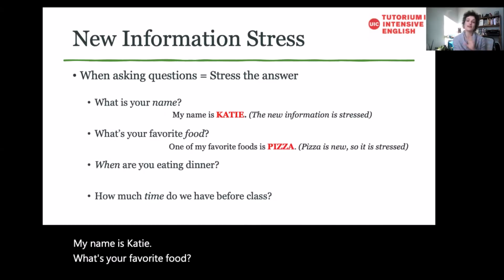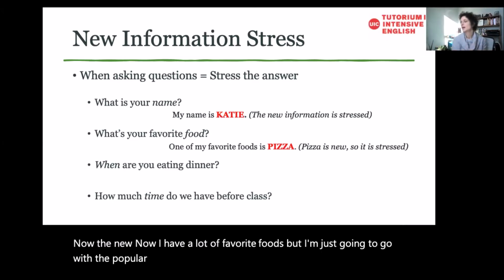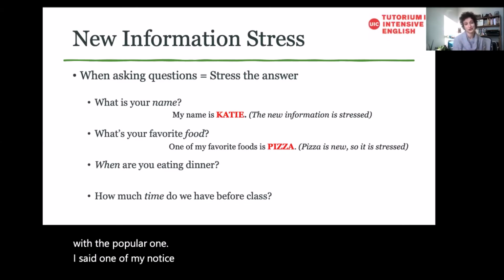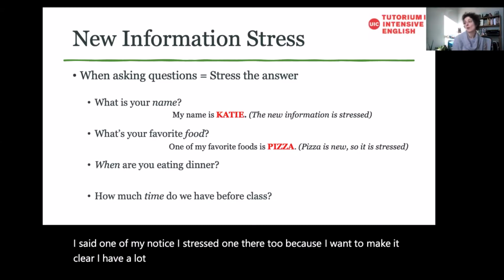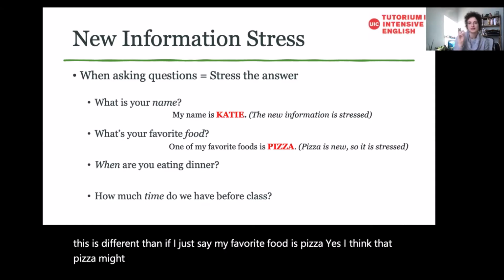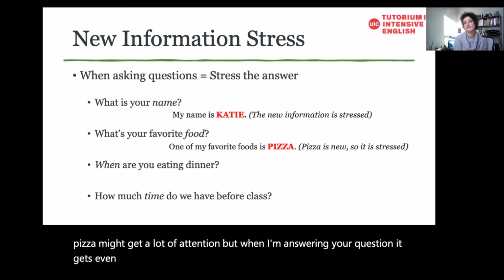What's your favorite food? Now, I have a lot of favorite foods, but I'm just going to go with the popular one, pizza. I'd say, well, now notice I stressed "one" there too, because I want to make it clear, I have a lot of favorite foods. One of my favorite foods is pizza. Notice this is different than if I just say my favorite food's pizza. Yes, I think that pizza might get a lot of attention, but when I'm answering a question, it gets even more attention, I think. My favorite food is pizza.